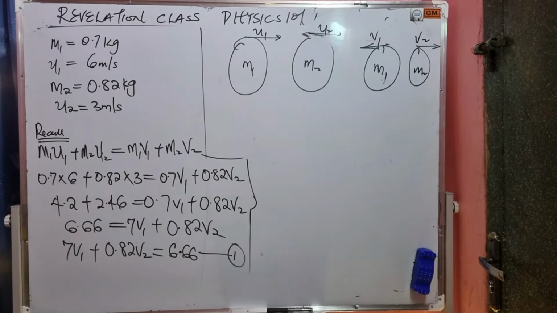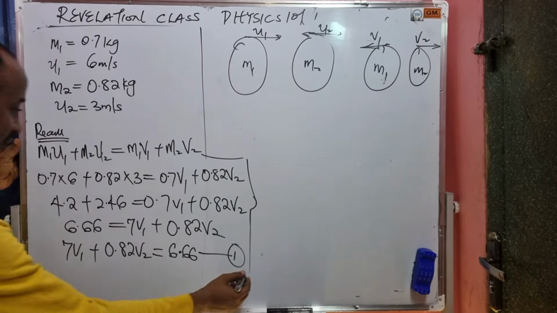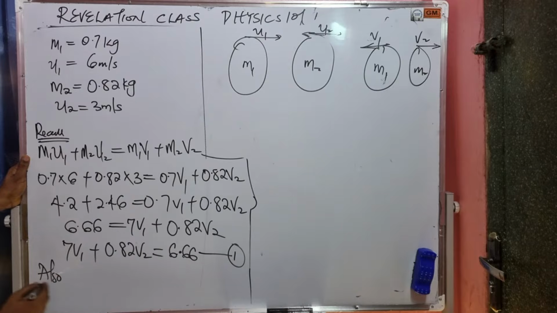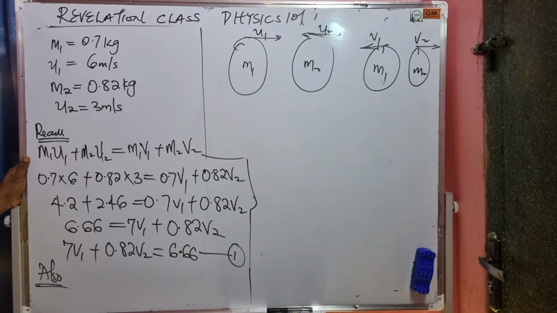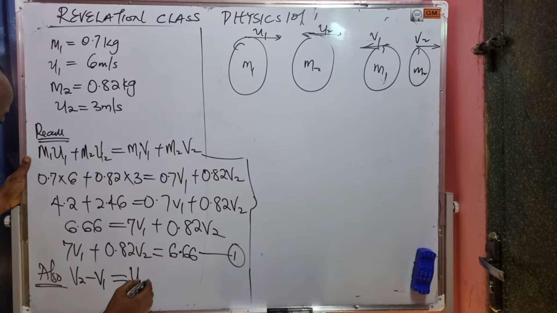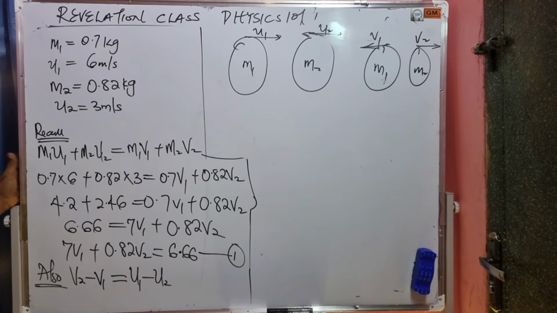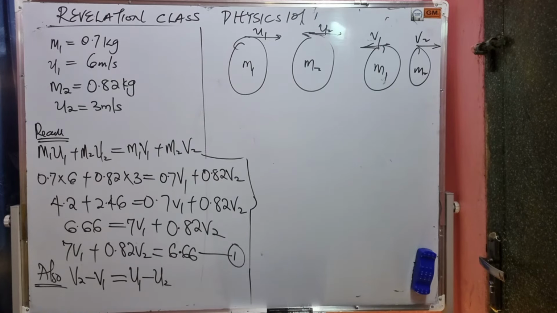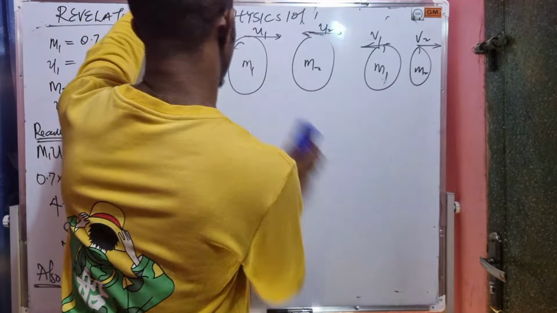Now, also, don't forget that because we are told that this is an elastic collision, the relative velocity before collision, or after collision, which is our V2 minus V1, must be equal to what? U1 minus U2. Is that clear? This is the second condition that shows that the collision is elastic.